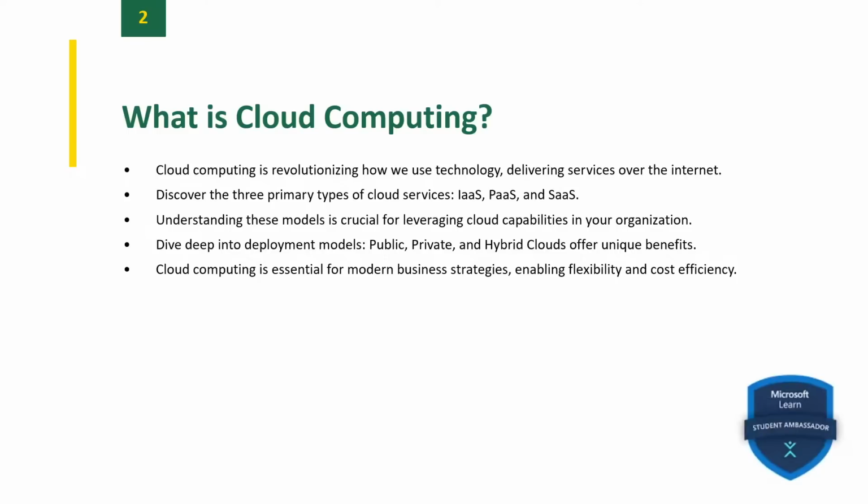Third one, hybrid cloud. Combines public and private clouds, allowing data and applications to be shared between them. This provides greater flexibility and optimization of existing infrastructure. For example, a company using Azure for scalable applications while keeping sensitive data on a private cloud.